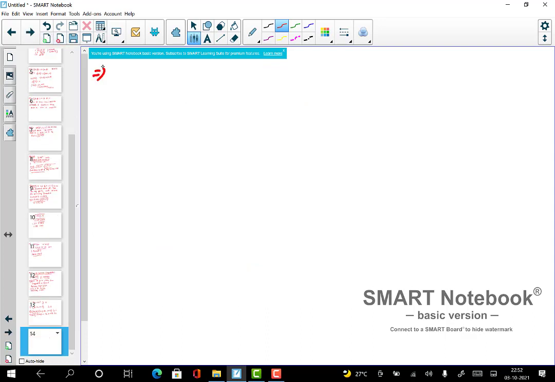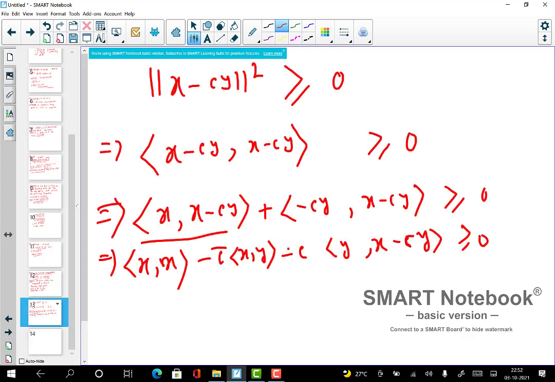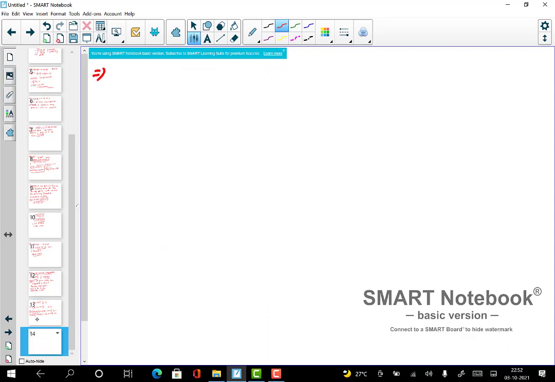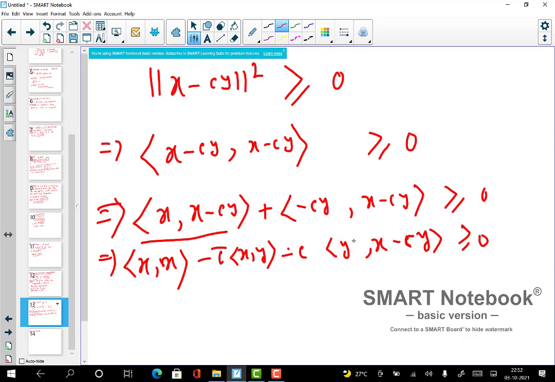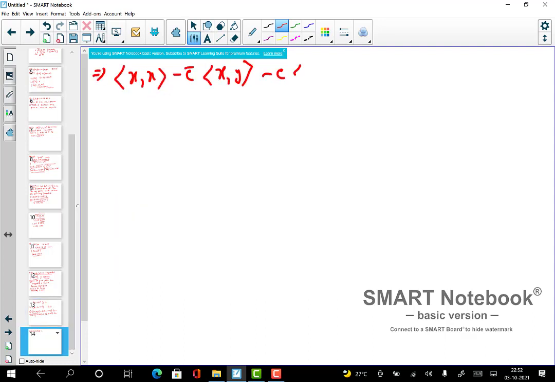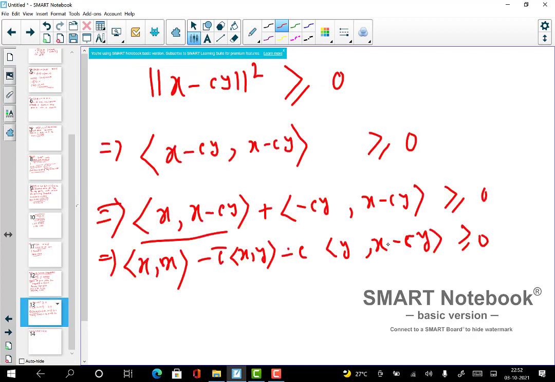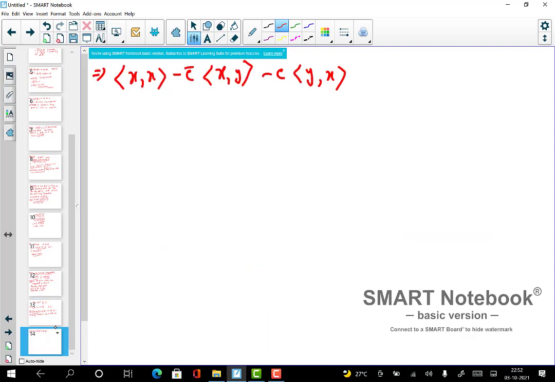Next, what can you write down? The inner product of x, x, minus c bar times the inner product of x, y, and then the third term will be minus c times the inner product of y, x. And the fourth term will be minus 1 times minus, so plus c c bar times the inner product of y with y, and this quantity is greater than or equal to 0.